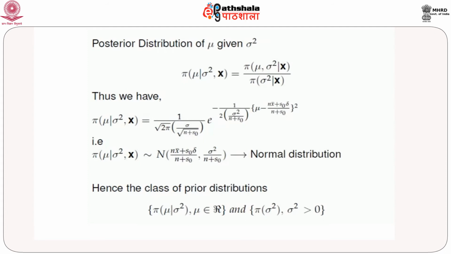Hence, we may conclude from the above that the class of prior distributions as assumed before, the class of prior distributions of mu given sigma square and sigma square, are conjugate for the normal family of distributions. We can also obtain the posterior distribution of mu given the data by simply integrating out sigma square from the posterior distribution of mu and sigma square given the data.